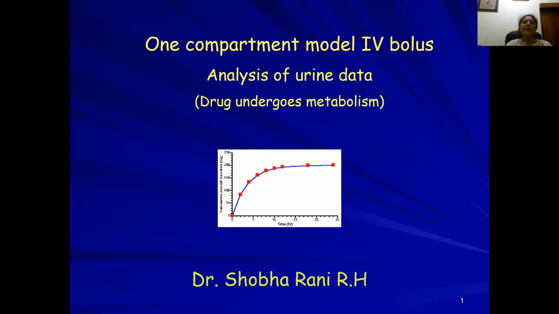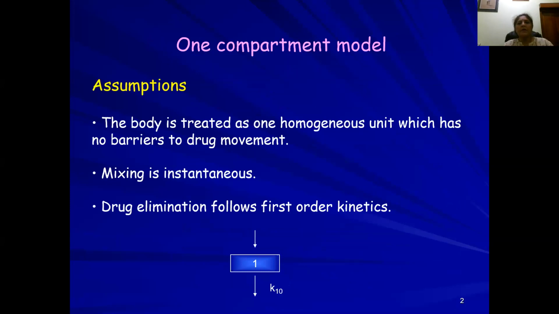Hello everybody. Today we'll discuss one compartment model IV bolus, analysis of urine data where the drug undergoes metabolism. Now let's revise the assumptions of one compartment model. The body is treated as one homogeneous unit which has no barriers to drug movement. Mixing is instantaneous and drug elimination follows first order kinetics. This is a schematic representation of the one compartment model.